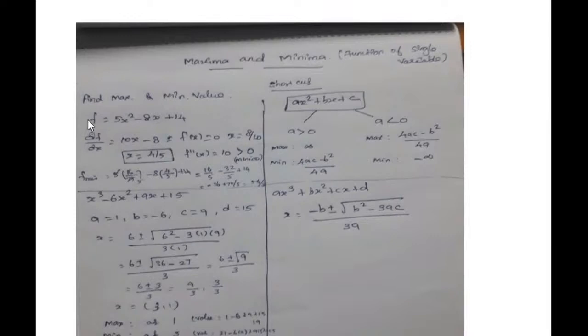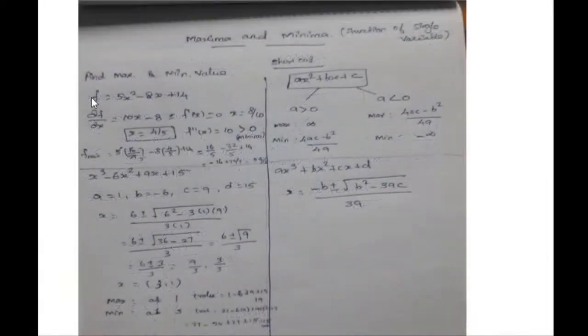If it is in the format ax squared plus bx plus c, we can directly apply a formula, a short trick. For finding the point, it is minus b by 2a, that is, minus the coefficient of x divided by 2 into the coefficient of x squared. Minus of minus 8 divided by 2 into 5. Then we can write the point directly: x is equal to 4 by 5.